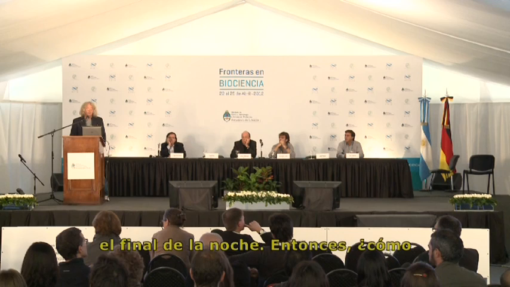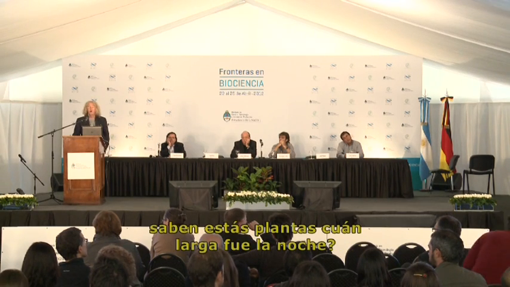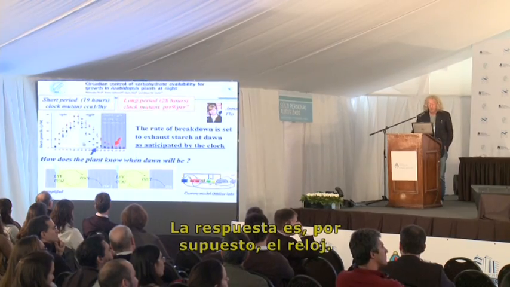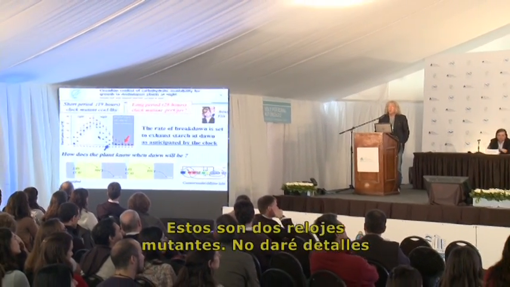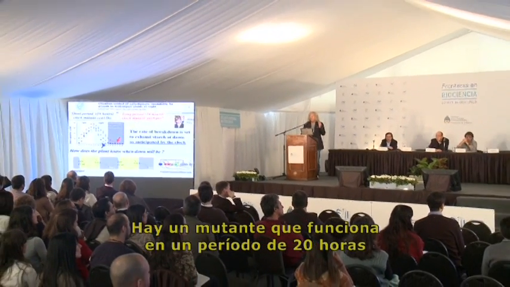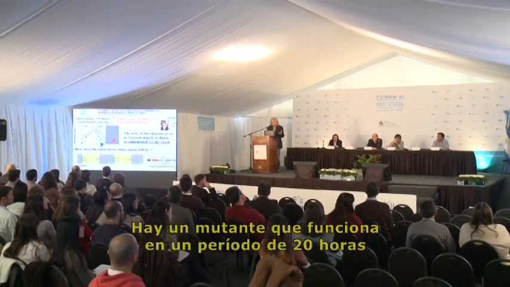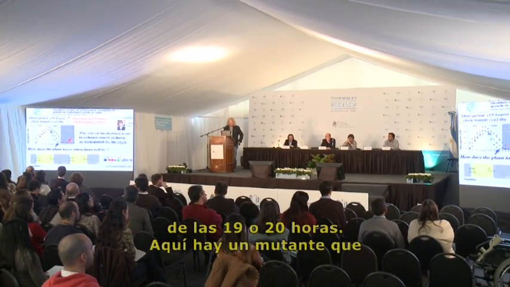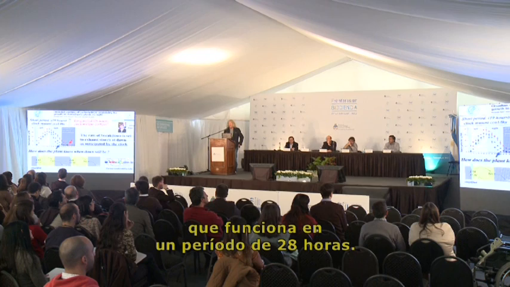So how the hell do these plants know how long the night was? Well, the answer, of course, is the clock. And these are 2 clock mutants. I won't go into the details of what sort of mutants they are. Here's a mutant which actually runs on a 20-hour period, and its starch runs out at about 19 to 20 hours. Here's a mutant which is running on a 28-hour period.